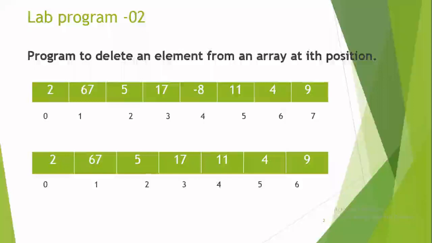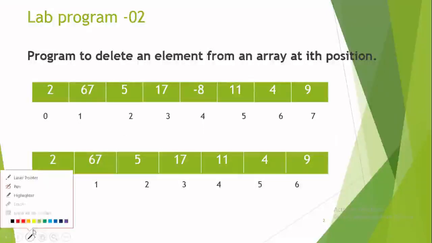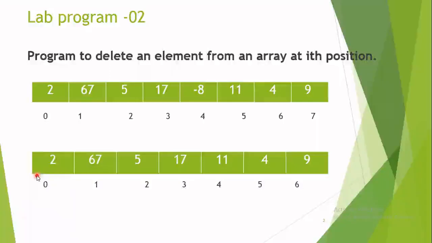In this session, I'm going to explain the next lab cycle program, that is a program to delete an element from an array at ith position. If you specify the position of an array element, then that array element has to be removed from that array. So let us understand this problem with an example.